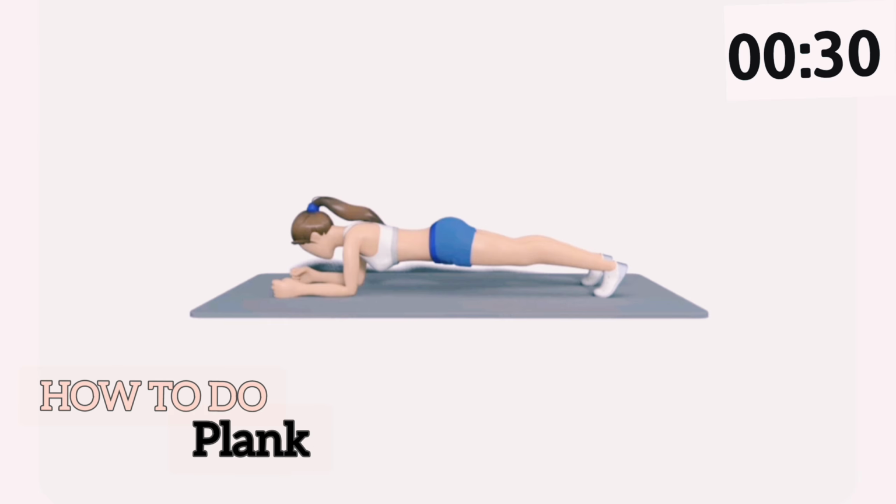Plank, duration 30 seconds. Lie on the floor with your toes and forearms on the ground. Keep your body straight and hold this position as long as you can. Don't hold your breath. Breathe normally from your abdomen instead of your chest. This exercise strengthens the abdomen, back, and shoulders.